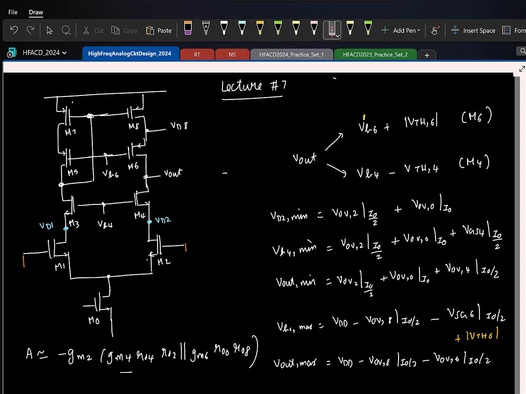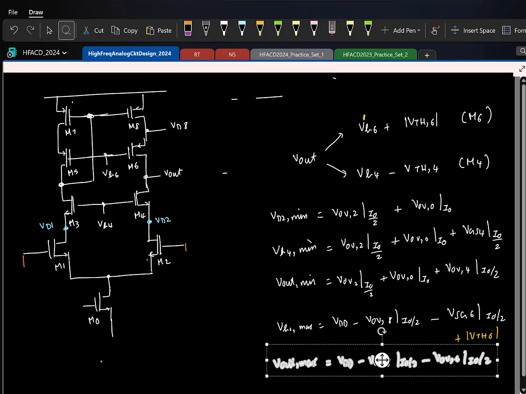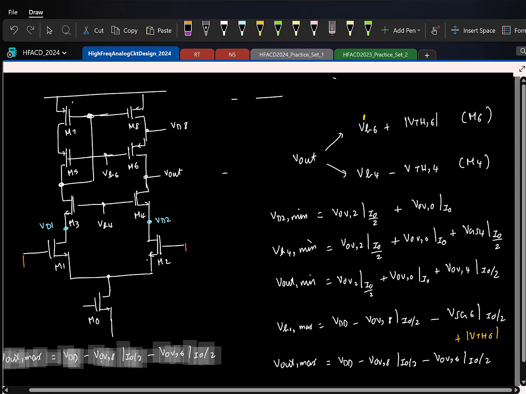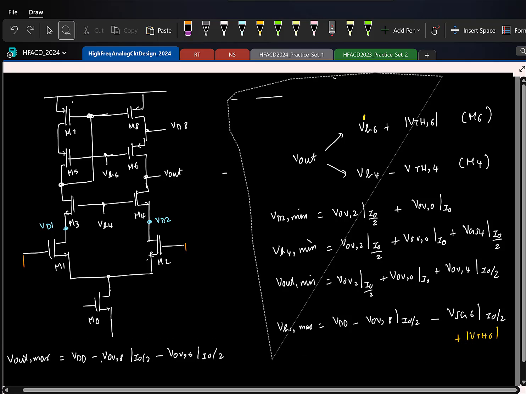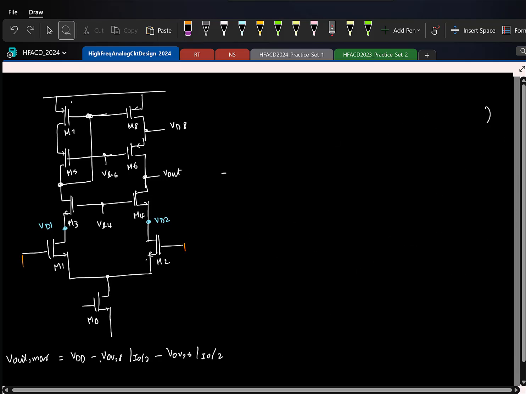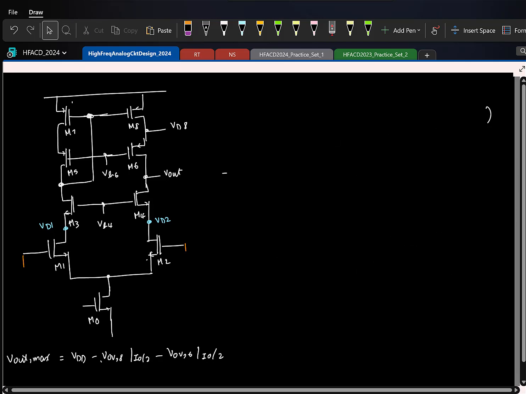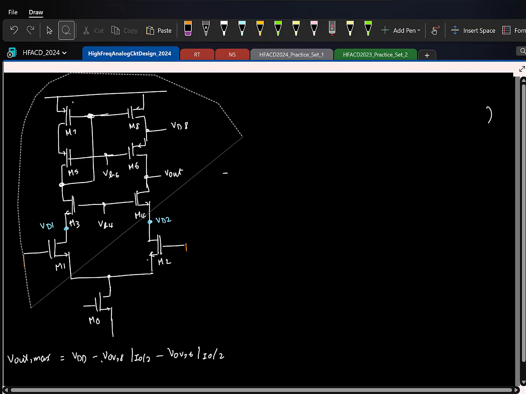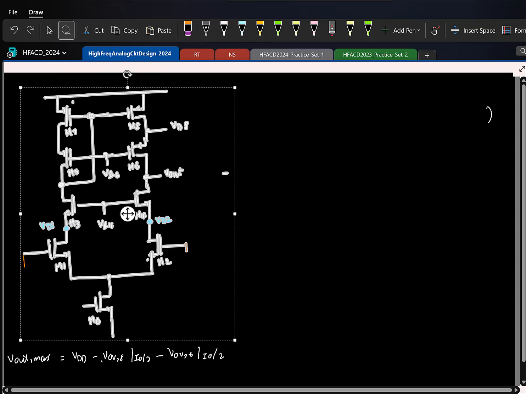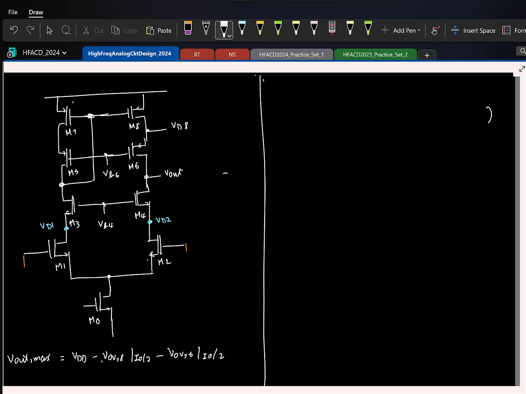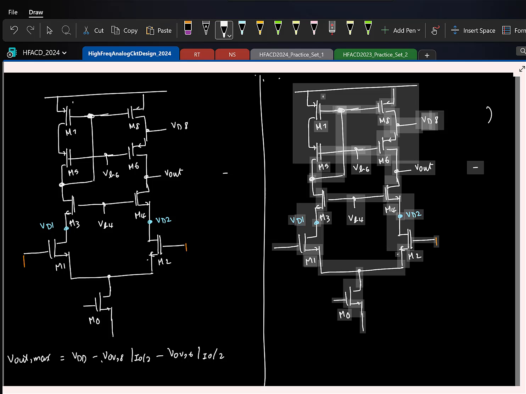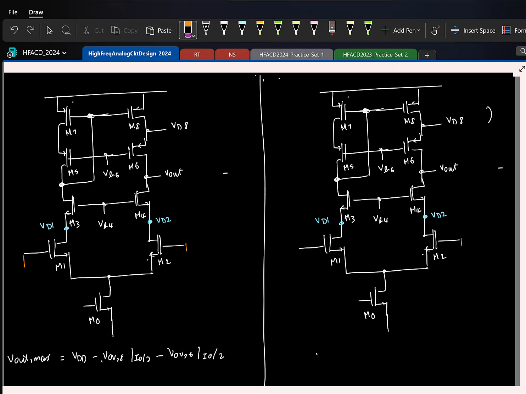Cool. Then I'll explain one other thing related to this. Let me copy this here. Let me also copy the telescopic cascode once. Now let's look at a minor variant of this. So what I'll do is the following.